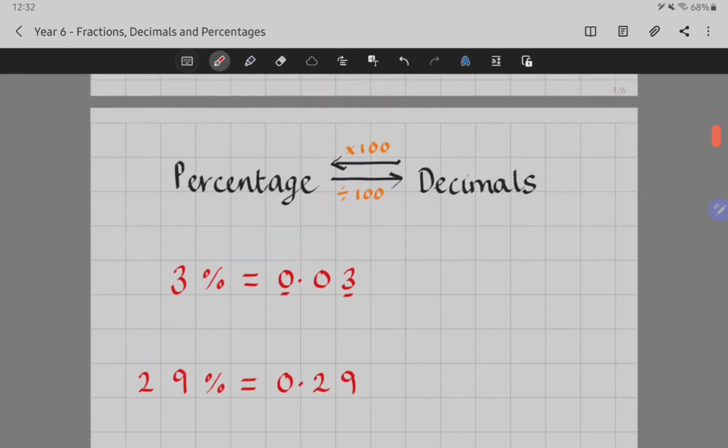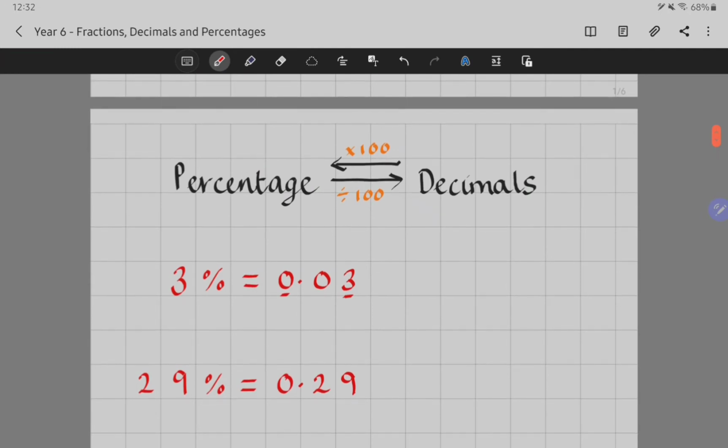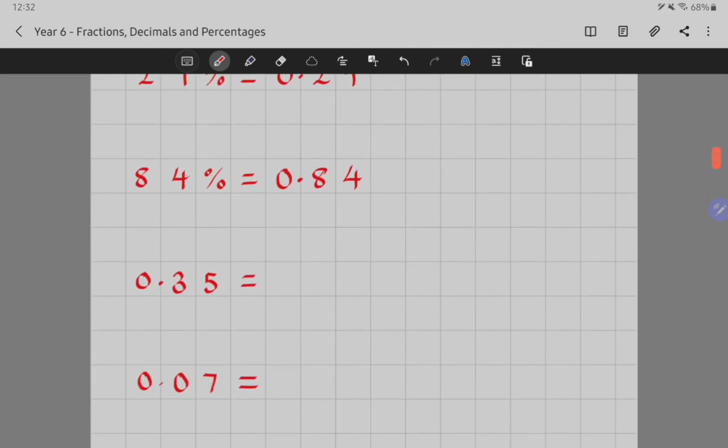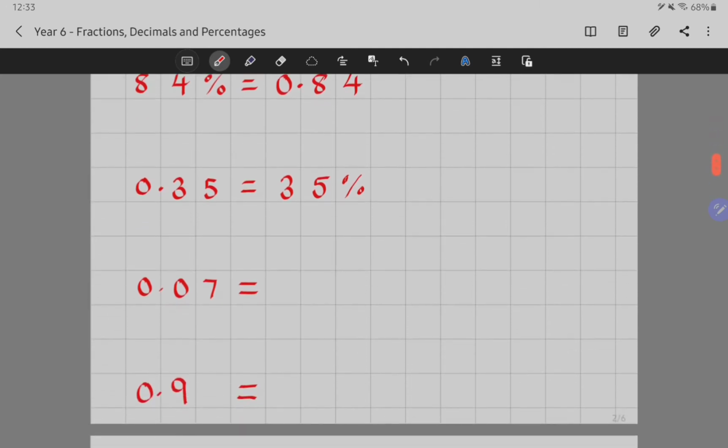What about if I've got the decimal then? So let's look back. Percentages to decimals was divide by 100. Decimals to percentages, I'm going to multiply this time. So 0.35, I'm going to multiply by 100. This becomes 35%, because I've multiplied by 100, so everything moves 2 places. 0.07 times 100, so everything's got to move 2 places. Where's it going to end up? Yeah, it's going to end up in the ones column. I've got 7%.